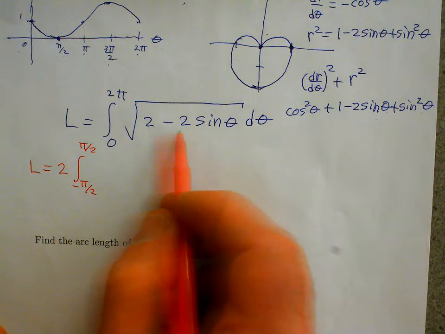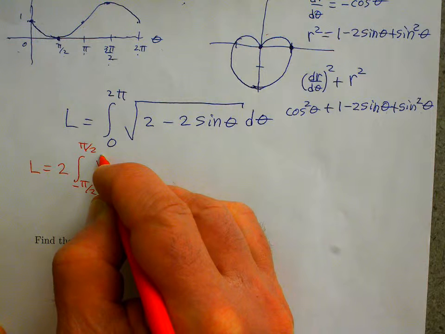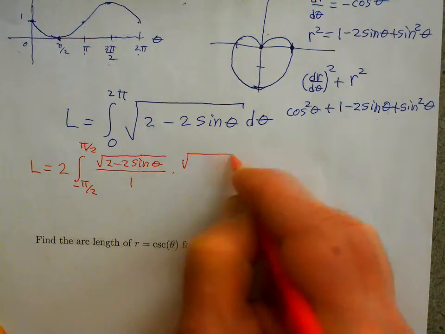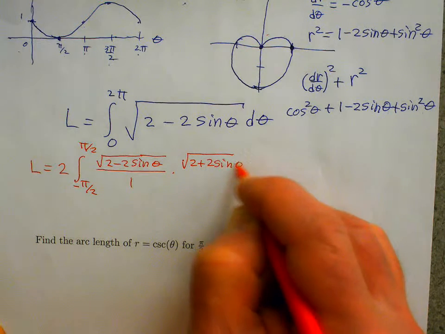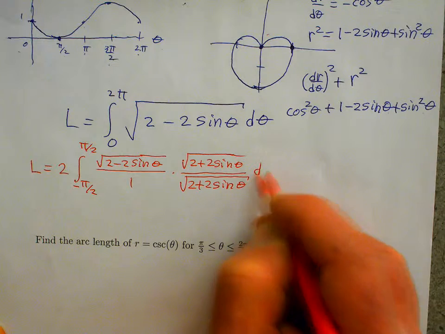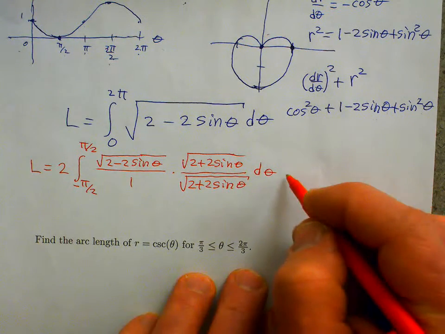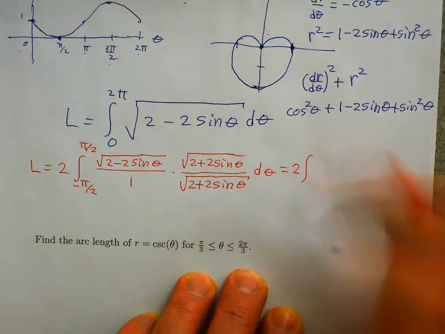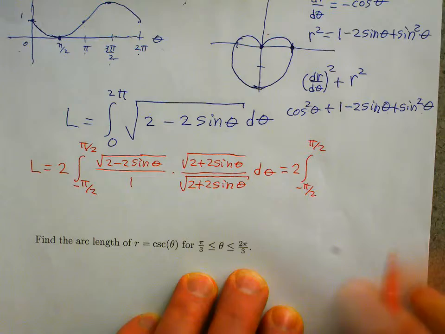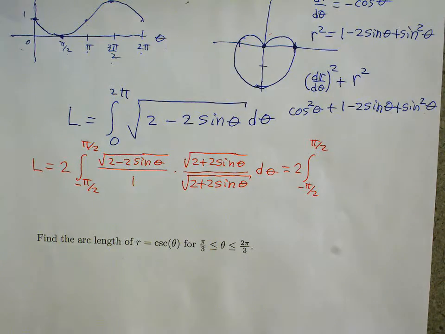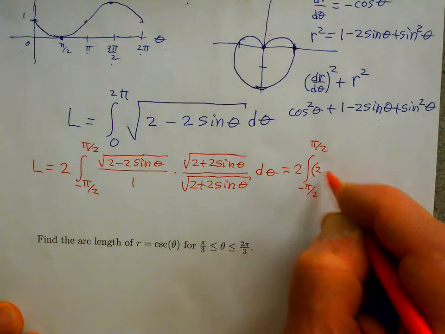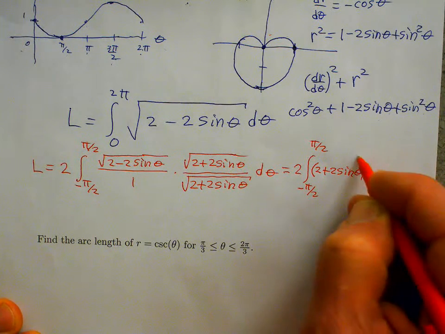And then we're going to multiply this integrand by 1 in the form the square root of 2 plus 2 sine of theta divided by the square root of 2 plus 2 times sine of theta. Okay, and when we do the algebra and arithmetic, notice the denominator is the square root of 2 plus 2 sine of theta. And that can be written in the integrand as the quantity 2 plus 2 sine of theta to the negative 1/2.